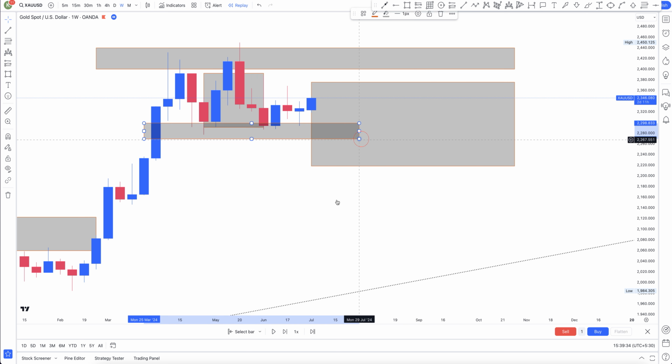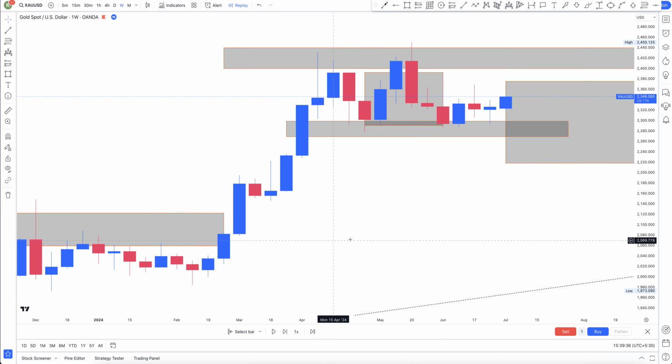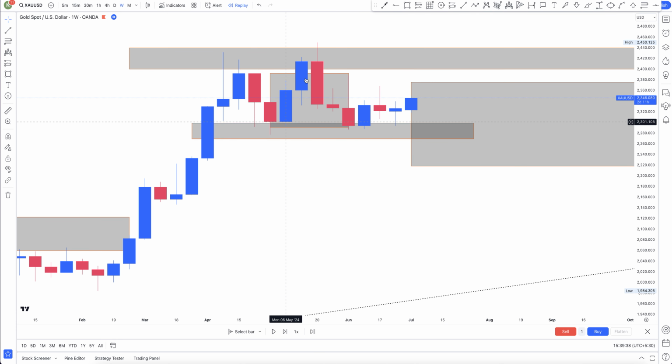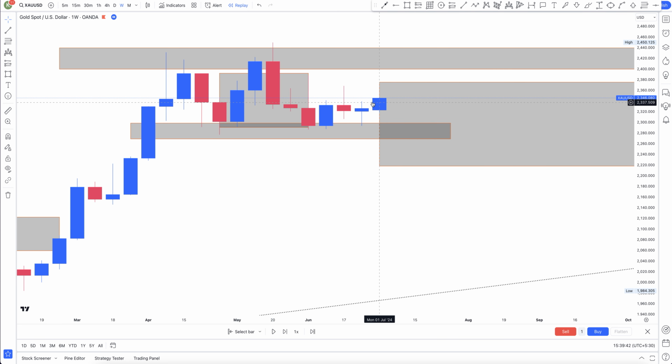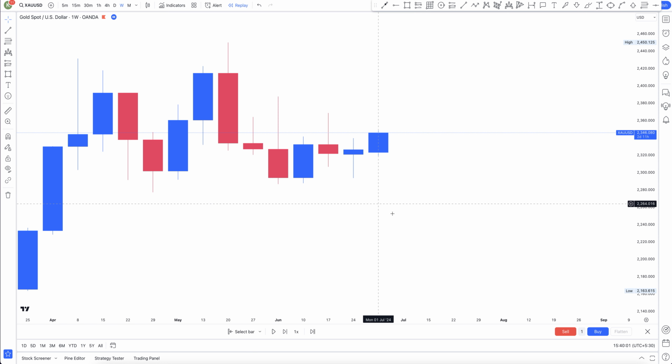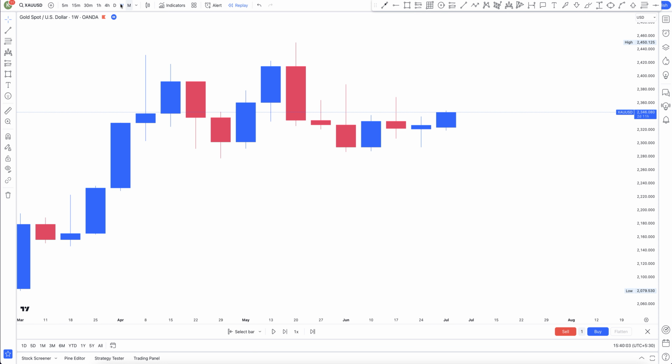Then we have this resistance zone over here and this support zone over here. You can see price is now playing in between the resistance and the support. So it's obvious that from here we are going back, then we come back, or we had a breakout and a retest. Then the next thing is price would continue. Like I said, this is a weekly time frame, and I always concentrate on what price is telling me currently.